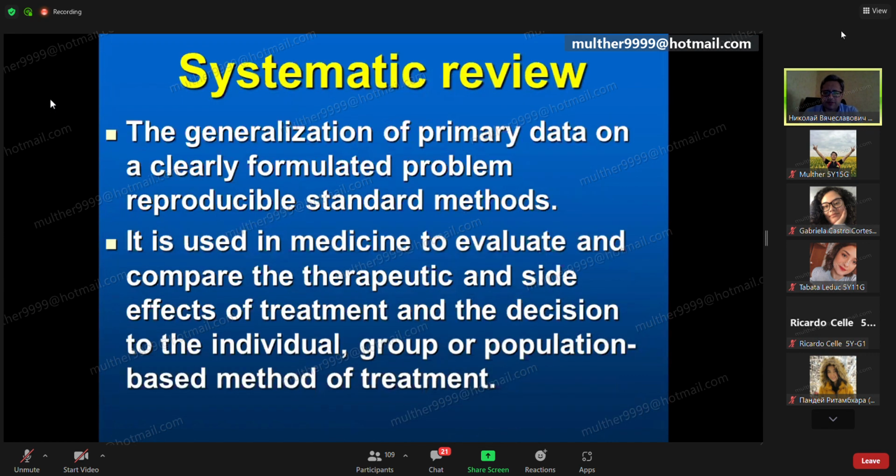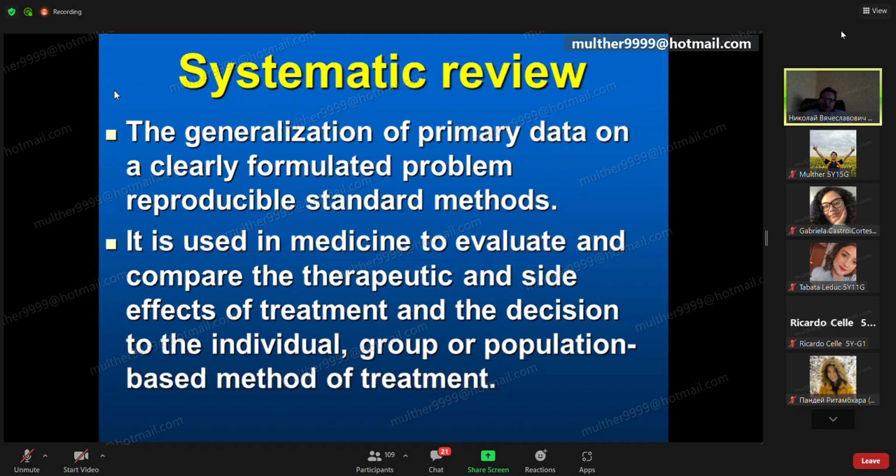What does systematic review mean? We should understand this term. It is a generalization of primary data on a clearly formulated problem, using reproducible standard methods. It's used in medicine to evaluate and compare the therapeutic and side effects of treatment and to make a decision for the individual, group, or population-based method of treatment.